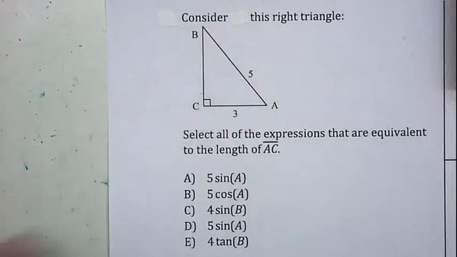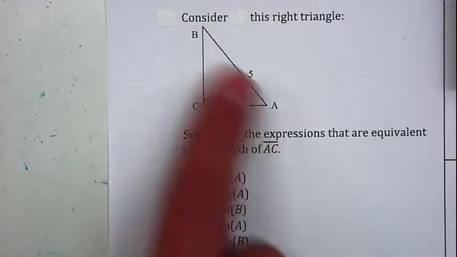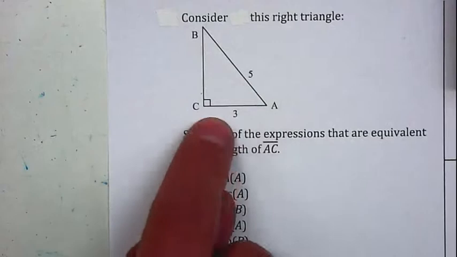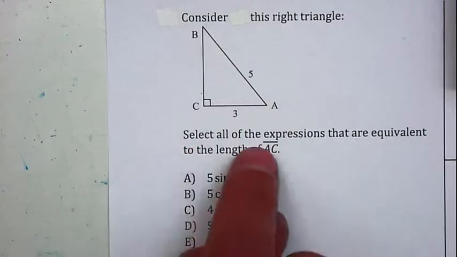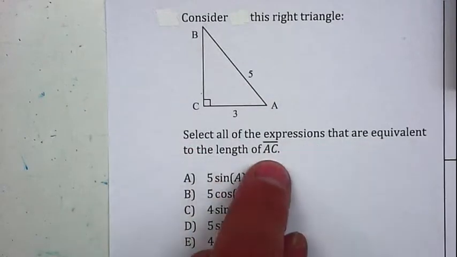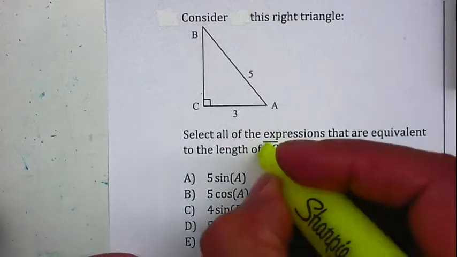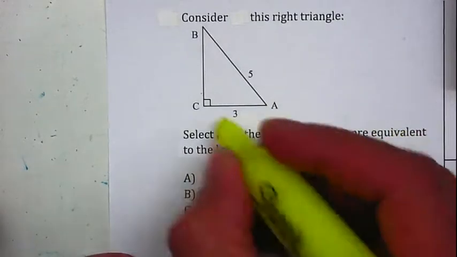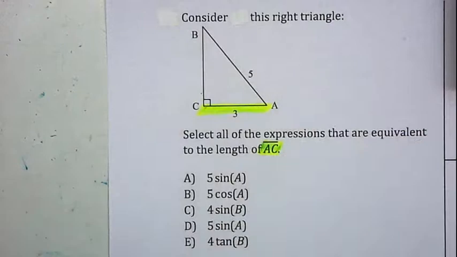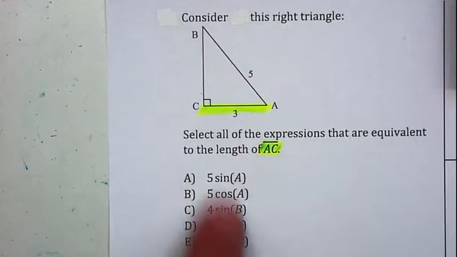Consider this triangle. They give you a triangle ABC and they give you two sides. Select all the expressions that are equivalent to the length of AC. So they're asking you to find all the expressions that are equivalent to the length of AC. Here's AC. And I want to find out which are equivalent to that.